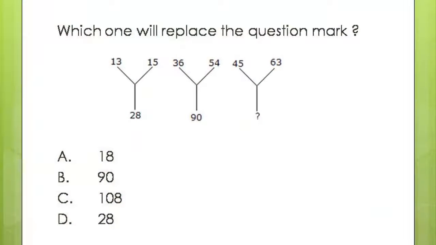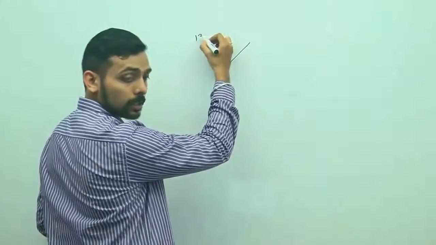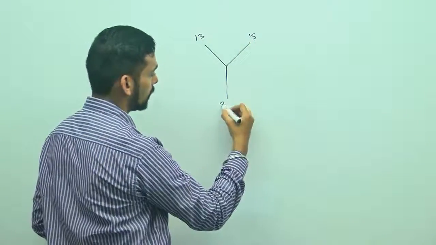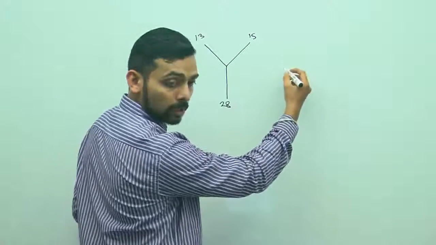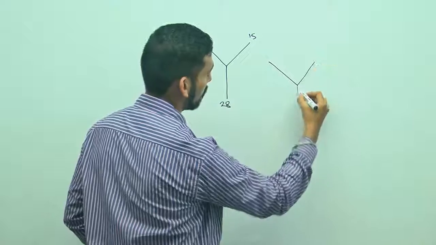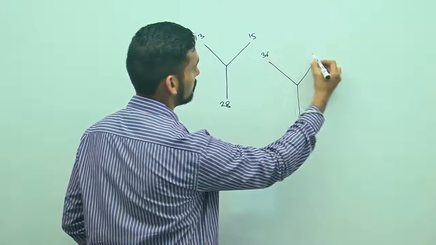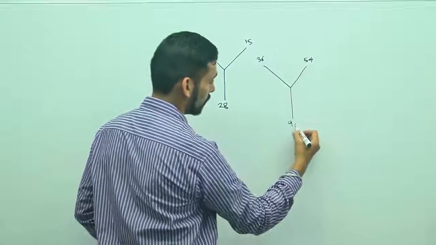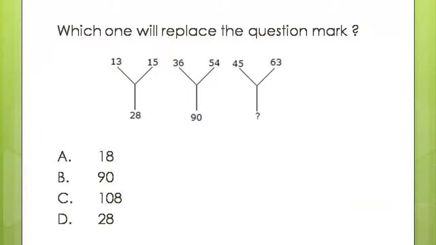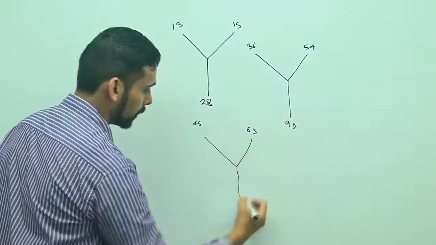Now, in this part 2, you have another question on your screen. The question says: which one will replace the question mark? It is followed by figures which look somewhat like this. You have a Y diagram with 13, 15 and 28. Then you have another similar Y diagram which has 36, 54 and 90. And then you have another one, which says 45, 63 and a question mark.